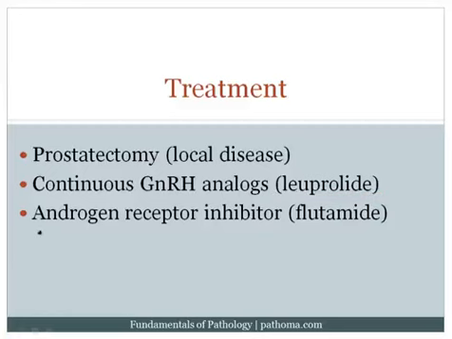In addition, we can use androgen receptor inhibitors such as flutamide, and again, the notion here is that prostate cancer is dependent on androgens in order to grow and thrive. And that concludes both the section and this chapter.